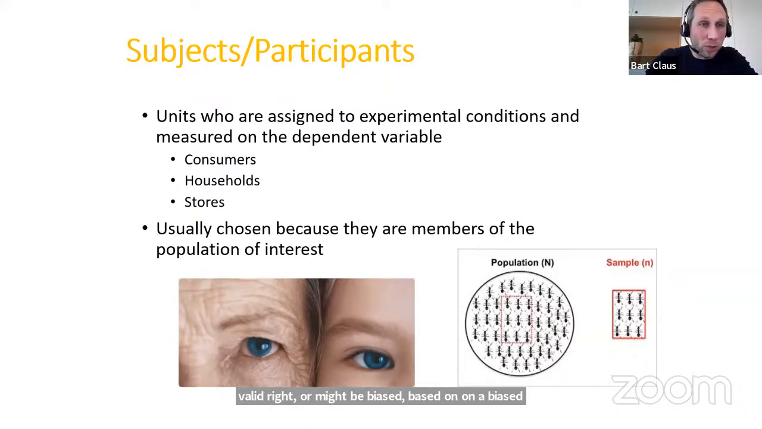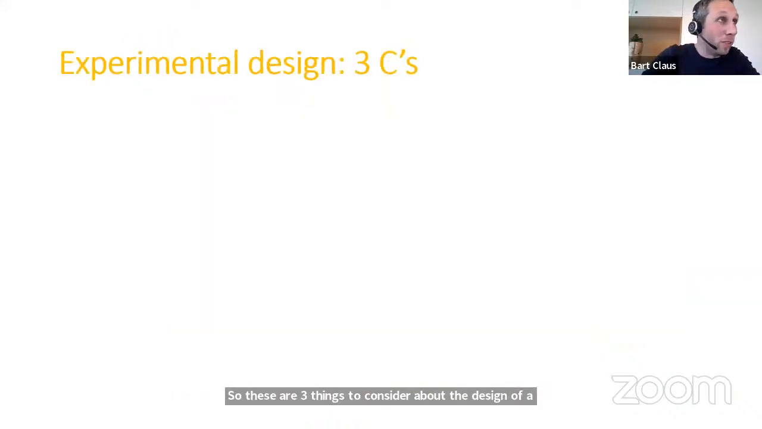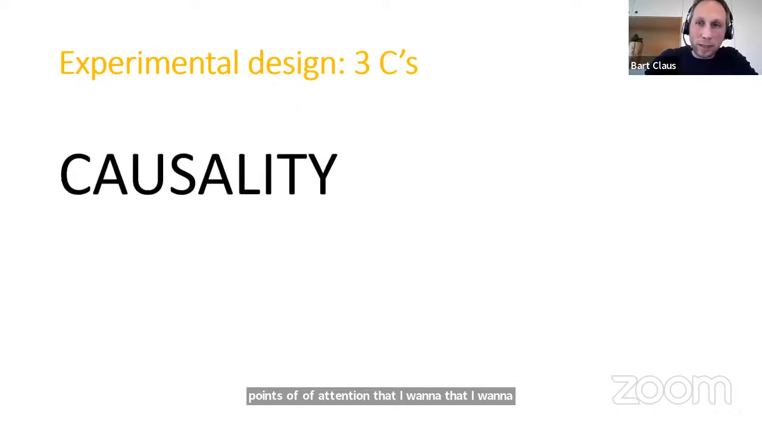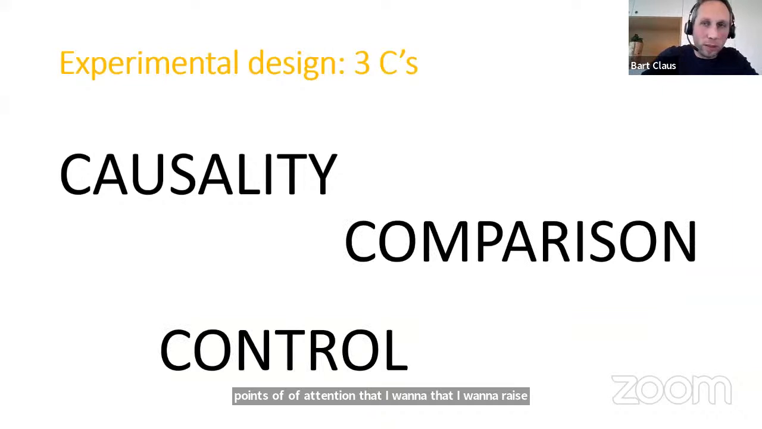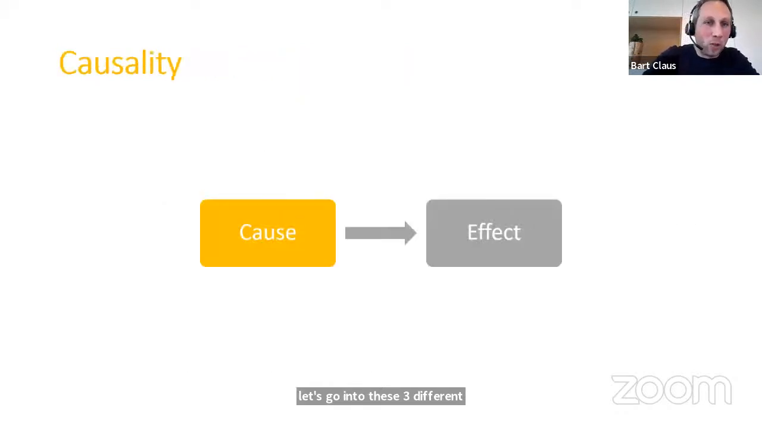So these are three things to consider about the design of an experiment, and then three points of attention that I want to raise are about causality, comparison, and control, right? As mentioned at the start of this presentation. So let's go into these three different topics, right? Causality is, as said, what experiments try to find: causal effects of the independent variable on the dependent variable. And it's very easy to make mistakes about causality, right?